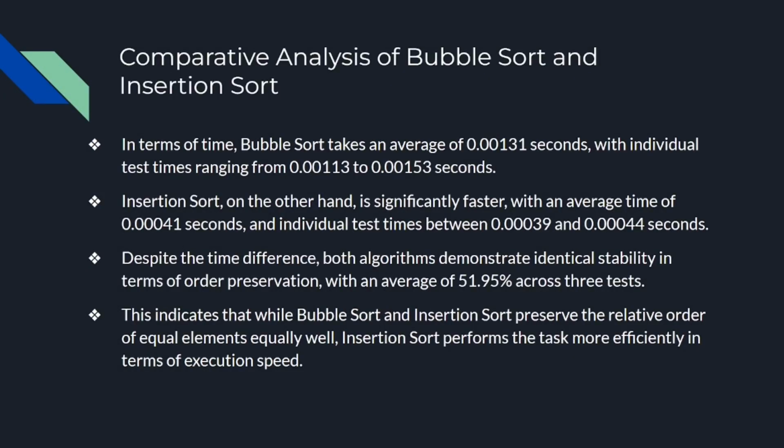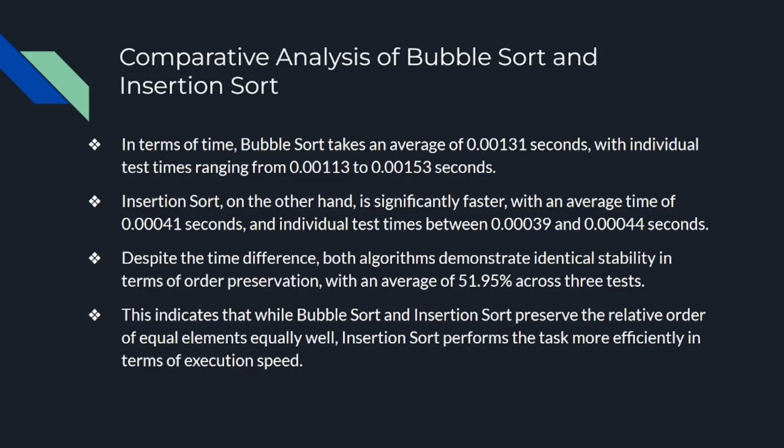Here I'll be doing a comparative analysis of bubble sort and insertion sort. In terms of time taken to execute, bubble sort takes an average of 0.00313 seconds, with individual testing times ranging from 0.00113 to 0.00153 seconds, whereas insertion sort is significantly faster with an average time of 0.00041 seconds and the tests ranging between 0.00031 seconds and 0.00044 seconds.